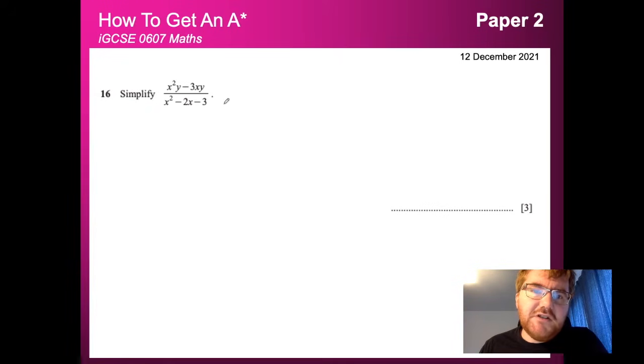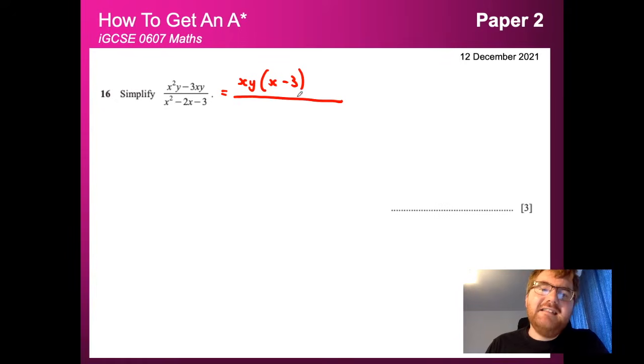So the way we approach this is we're going to put into brackets the numerator and denominator. So we look for the common factors here. So what do these two things have in common? Well, they have an x in common and they have a y in common. So we're going to put xy outside, and then we're going to work backwards. So what do we multiply xy by to get x squared y? Well, we multiply by x. And then what do we multiply xy by to get minus 3xy? Well, that's going to be minus 3.